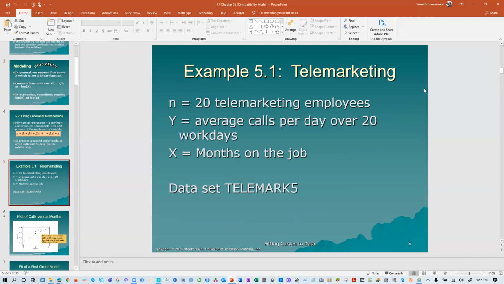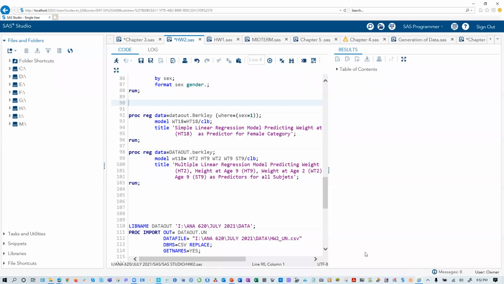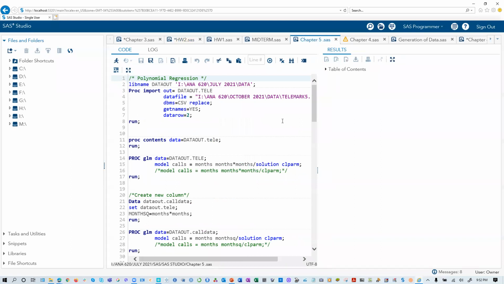Look at this one, telemarketing: average calls per day over 20 work days, months on the job. The data set is telemark 5. I think that data is already available on Brightspace on our page. If you go to chapter 5, you can get the telemark data.